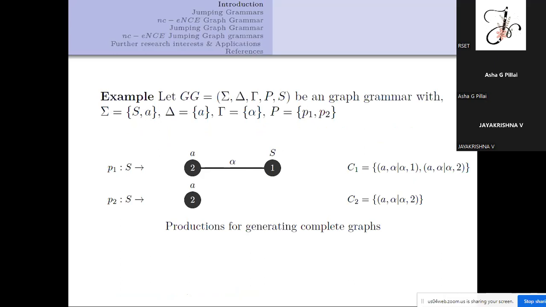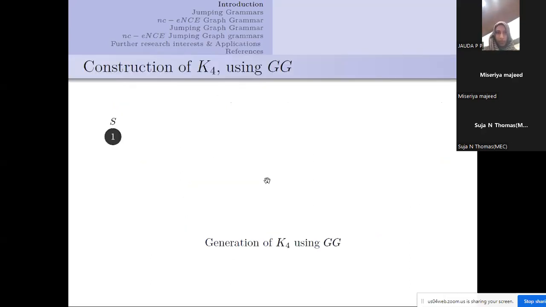I have a graph grammar of the form GG equal to sigma, delta, gamma, P and S, where sigma is the node labels, delta is the terminal node labels, and gamma are the edge labels, and P1 and P2 are the rules used for building up these graphs in the graph grammar. You can see C1 and C2, these are the two connection instructions that we use for doing this embedding process. So this grammar is capable of generating any kind of complete graphs.